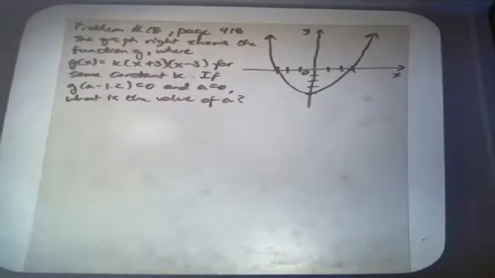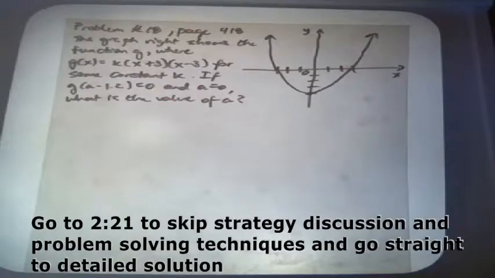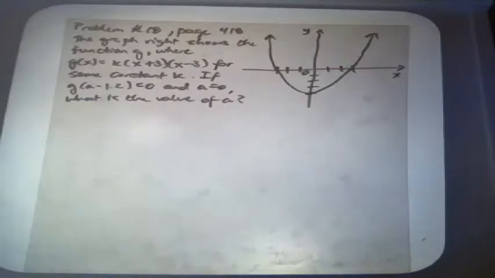As quickly as we can. So let me read it and then we'll get into it. Number 18 on page 418 reads: The graph above, my graph is at right, shows the function g, where g of x equals k times (x plus 3) times (x minus 3) for some constant k. If g of (a minus 1.2) equals 0 and a is greater than 0, what is the value of a?